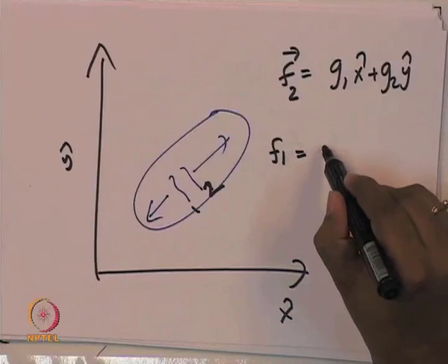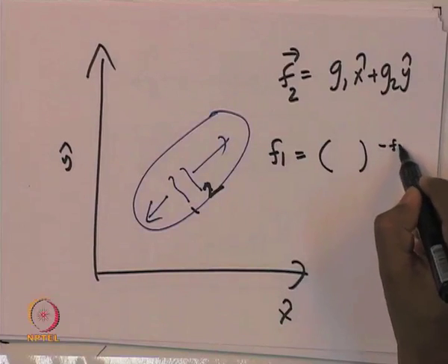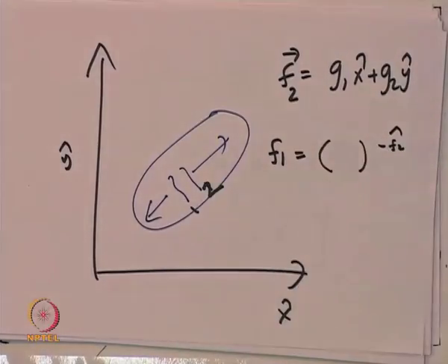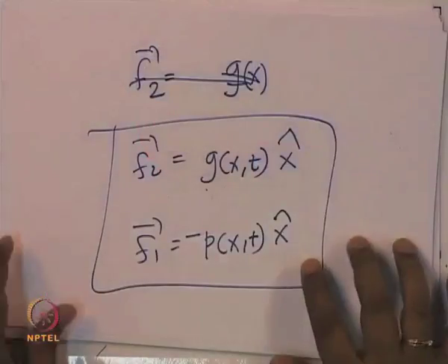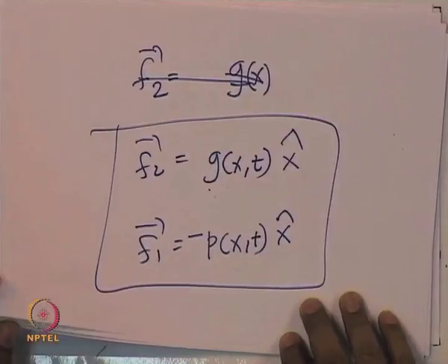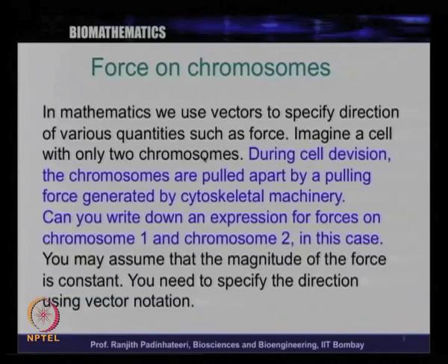So, you can write some other function, but minus of f 2 cap in the opposite direction of this f 2. In this way you can write it whatever way you want, but the simple way is something we discussed here, which is a simpler, but quite general enough case. Okay. So, now this is the question on force on chromosomes.